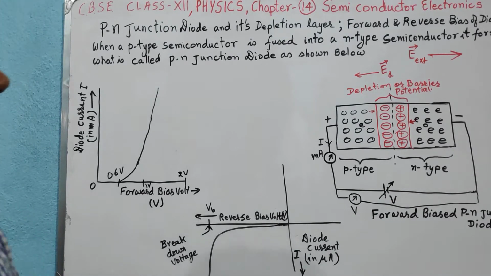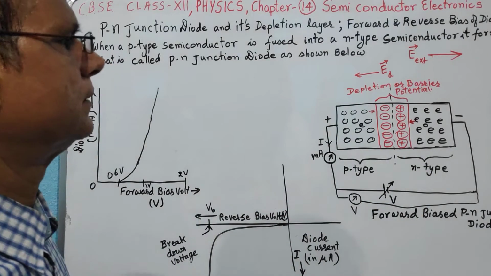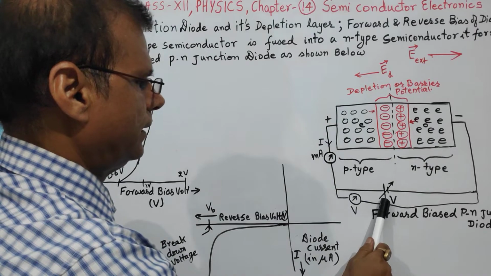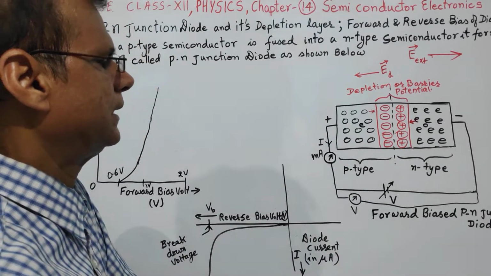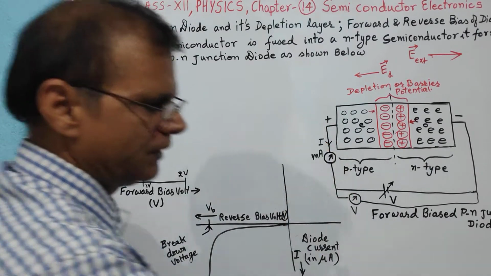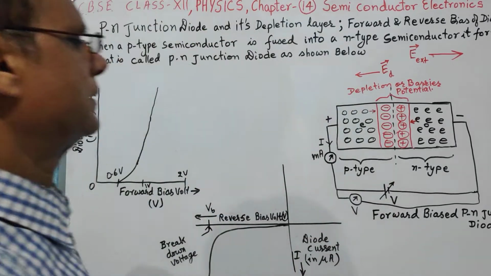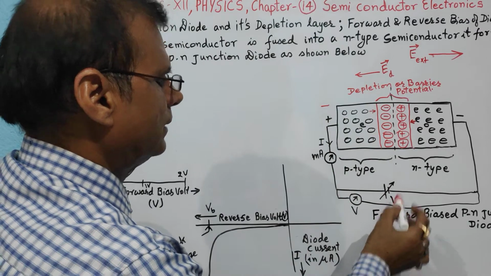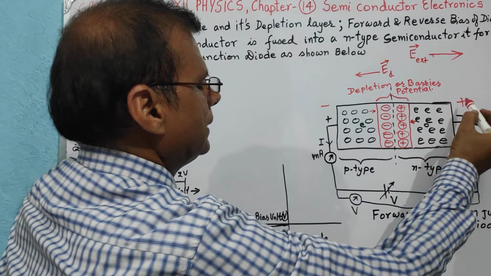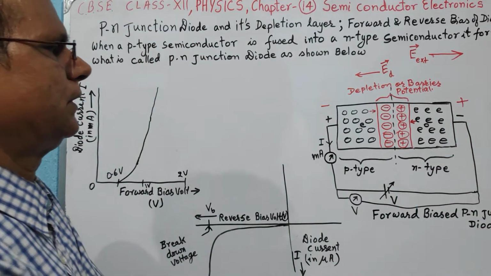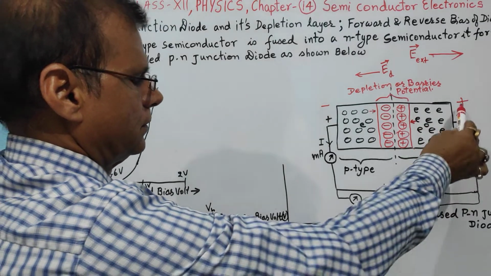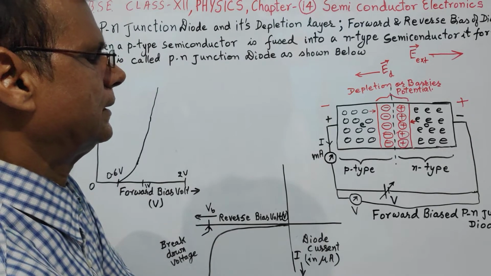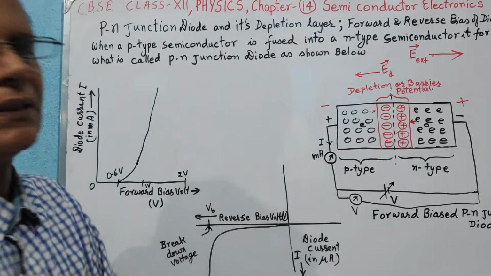Now if we reverse the polarity of the battery applied across the PN junction diode, that means if the P type terminal is connected to the negative pole of the cell and the N type semiconductor is connected to the positive terminal of the cell, then that type of biasing is known as reverse bias.